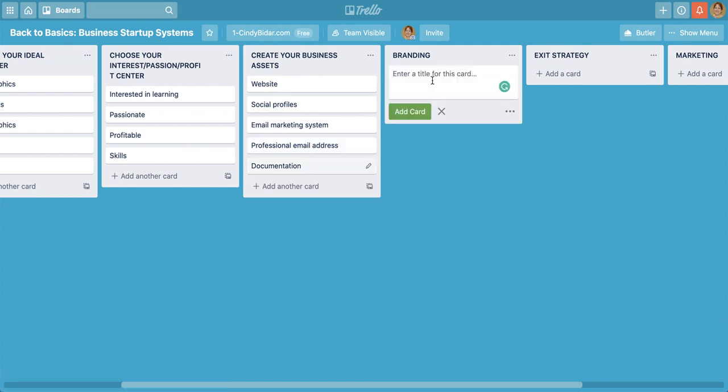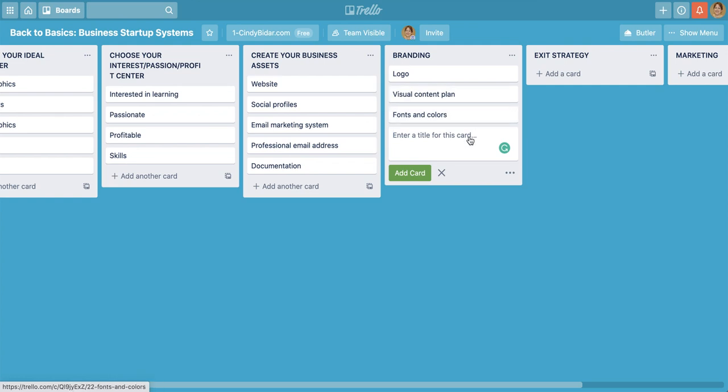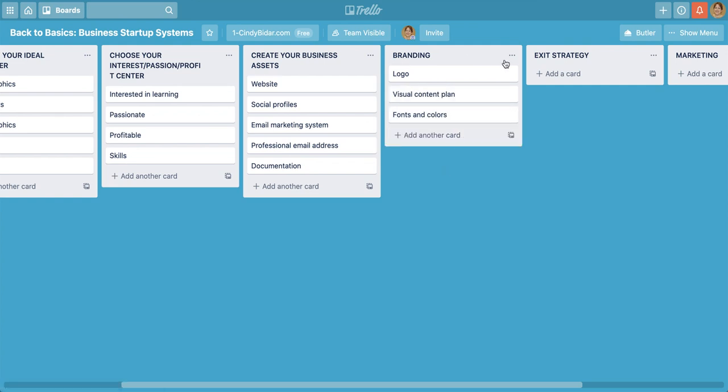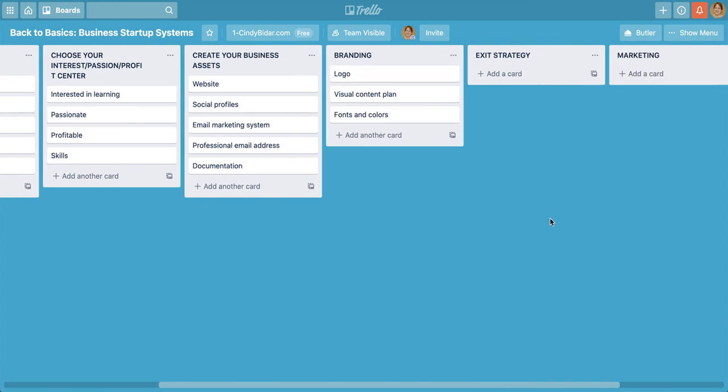What about branding? You want to make sure that you have those assets in place. So you might want a logo. You might want a visual content plan. You might want to choose your fonts and colors. And I think branding is all going to be based on who your ideal client is. So we're going to keep that in mind. Those two things are kind of linked.